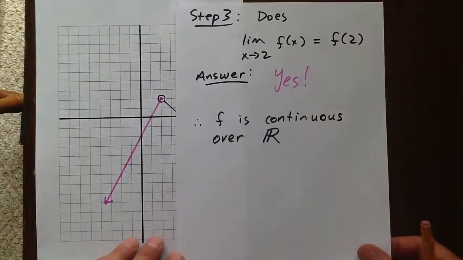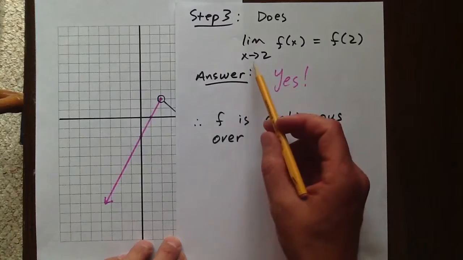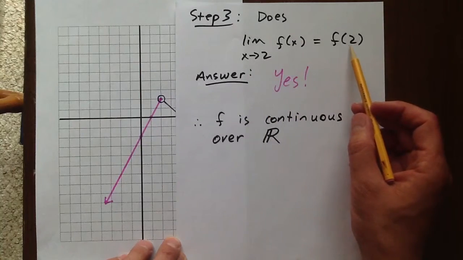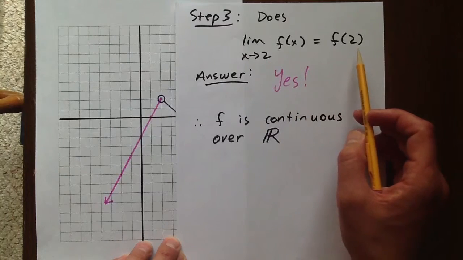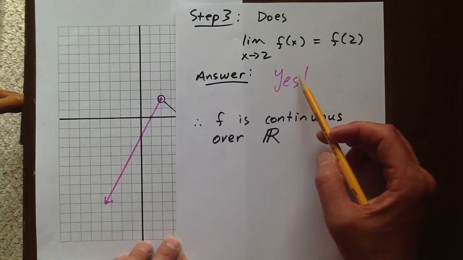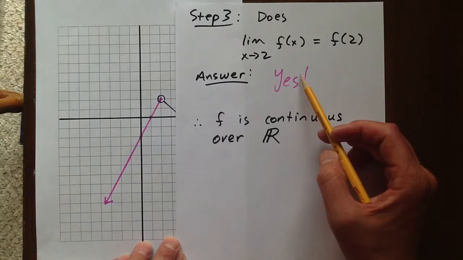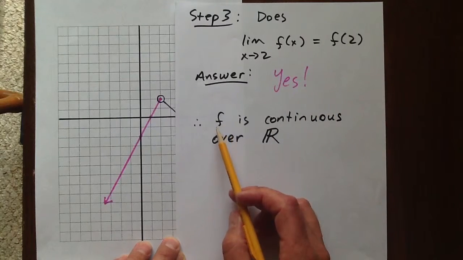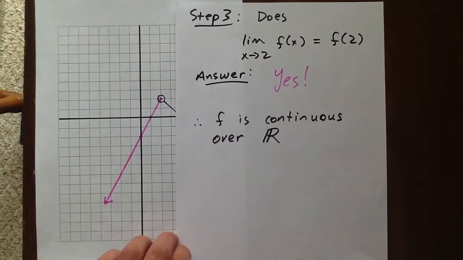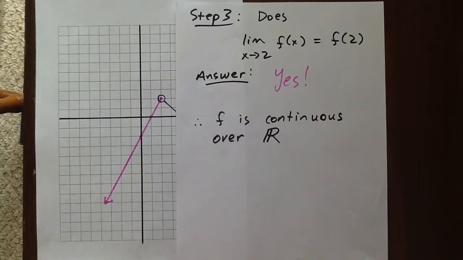Finally, we ask ourselves, does the limit as x goes to 2 of f at x equal f at 2? And the answer is yes. We determined the limit to be 2, and we determined f at 2 to be 2. So since we passed step 1, 2, and 3 of the continuity test at the only x value that possibly raised a concern, we can say that f is continuous whenever x is a real number.